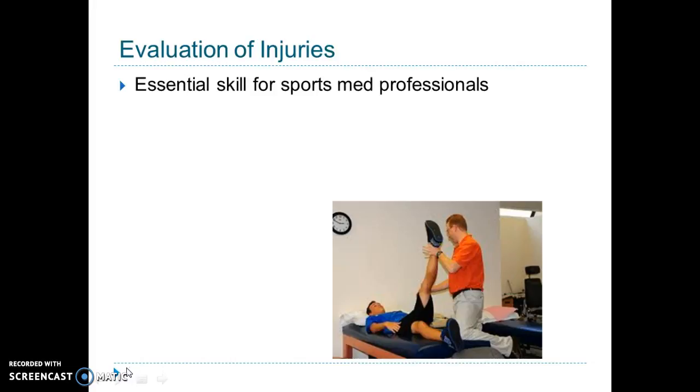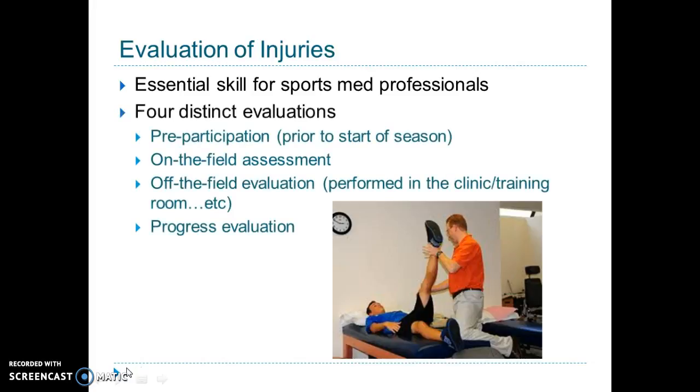Basically, it is obviously an essential skill for any of us in the class this semester. You need to know how to evaluate the patients that you're going to see, whether you're a personal trainer, an occupational therapist, a physical therapist, a speech pathologist, a high school coach even. These are really good tools to give you basically a diagnostic method to getting to the core of what's going on. All right. So the four we're going to talk about today: the pre-participation physical, that would be prior to the start of the season.